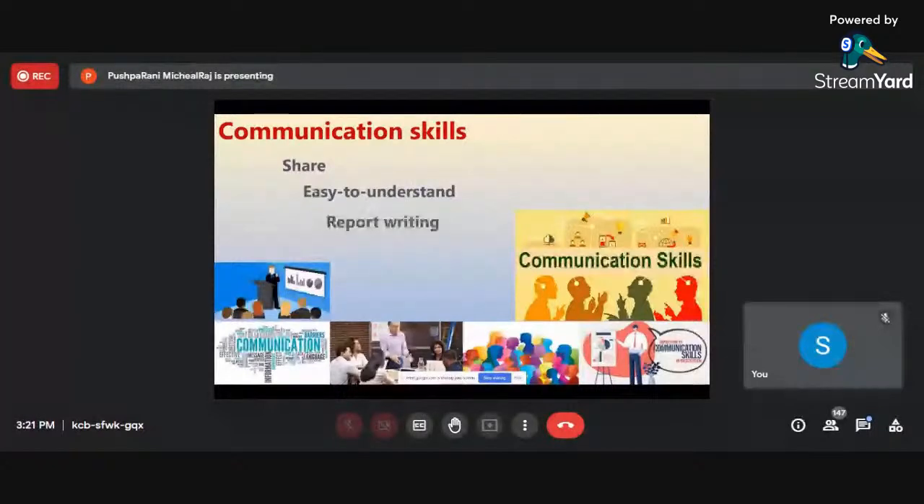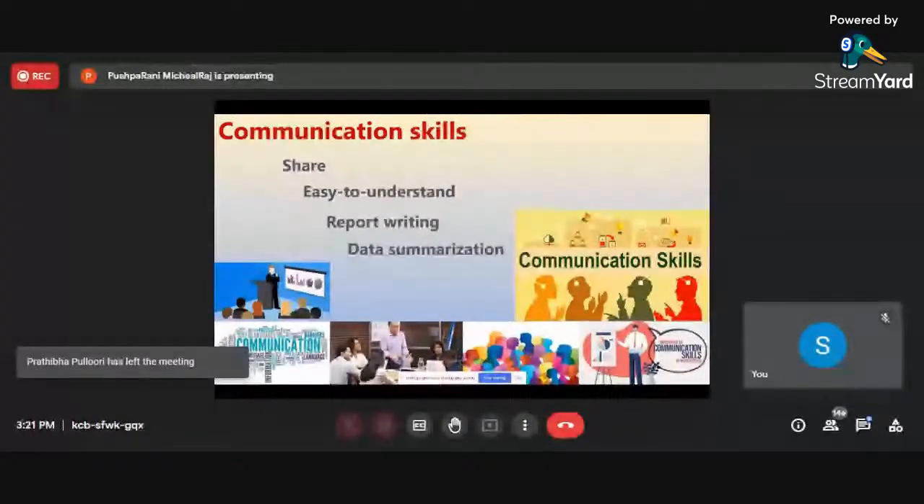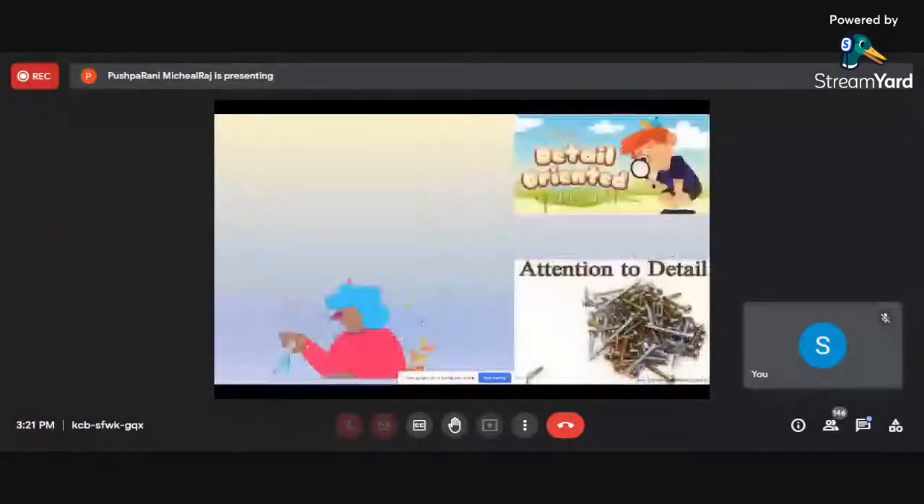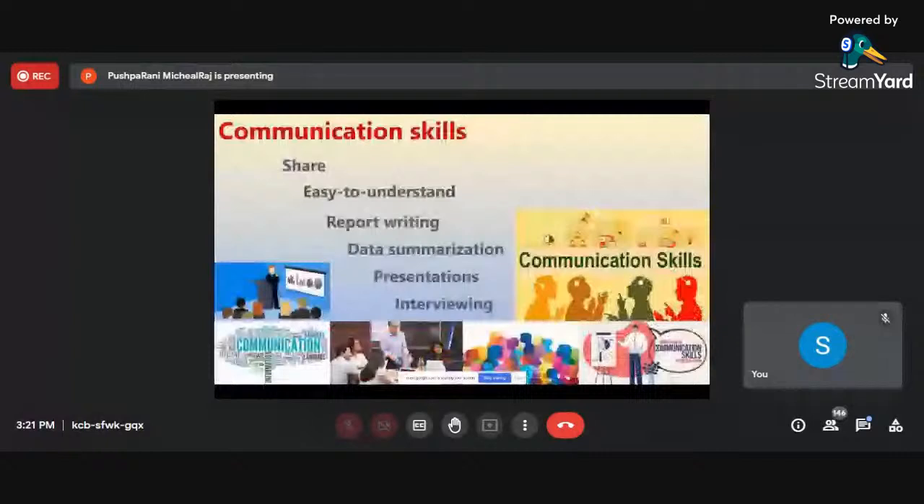Common types of communication are report writing, data collection, data summarization, presentation, and giving talks and interviewing with someone. These things are communication skills, so communication skills are very important. You should communicate your results in a conference, in a webinar, in a seminar, in a team meeting, in a small group, between your supervisor and you and your subordinates, and at an international conference.